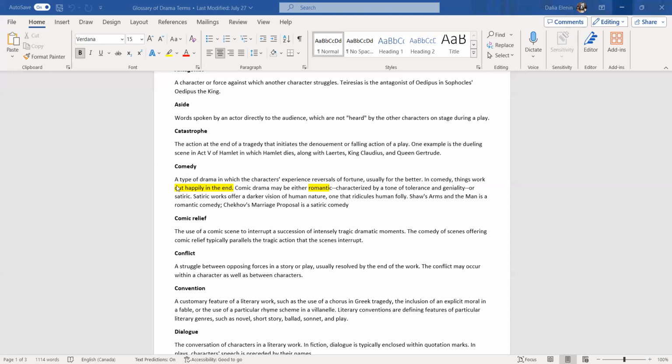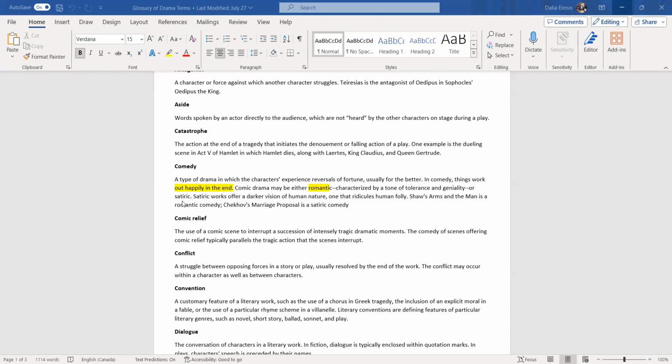So let's see, it's a type of drama in which the characters experience a reversal of fortune, usually for the better. It's always ending in a nice way, or ending in a happy way. In a comedy, things work out happily in the end. So comic drama may be either romantic, characterized by a tone of tolerance and geniality, or satiric.